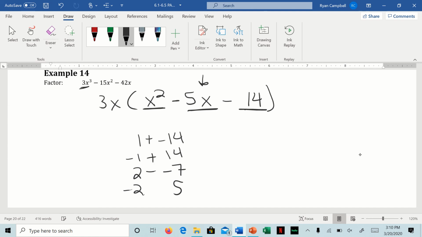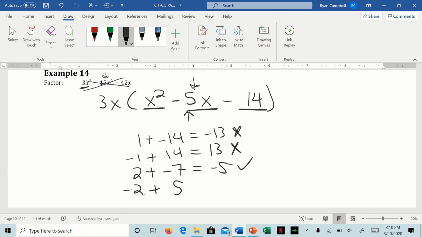So then let's add these together. 1 plus -14 is -13. That's not what we want. -1 plus 14 is 13. Still not what we want because we're trying to get -5, right? Not -15 anymore. We're doing the smaller one over here. We've already factored out the 15. We're not looking at this anymore. Then we got 2 plus -7 is -5, which is exactly what we wanted, right?